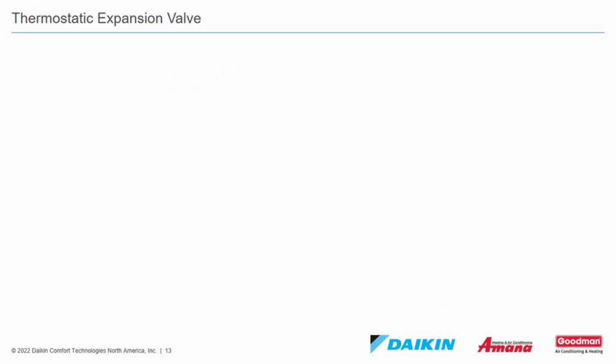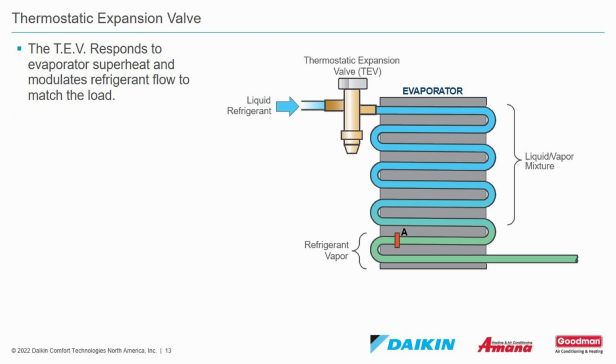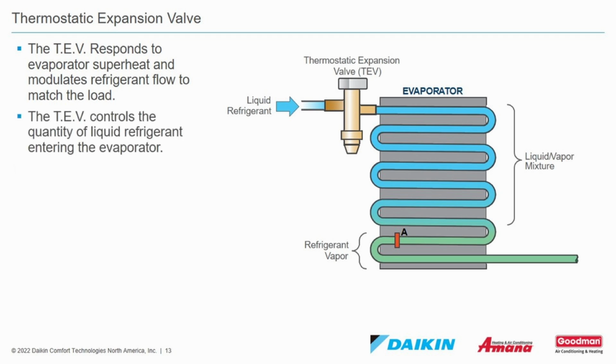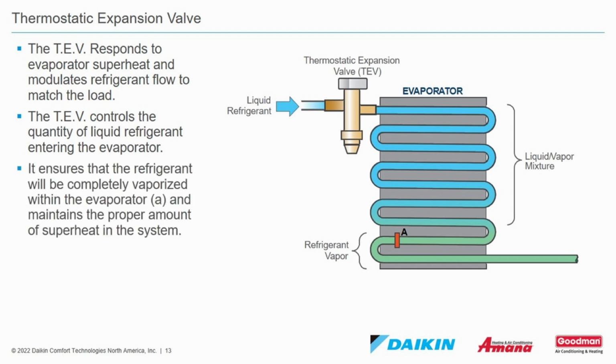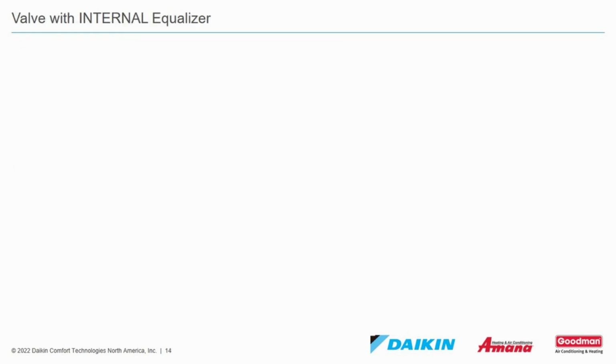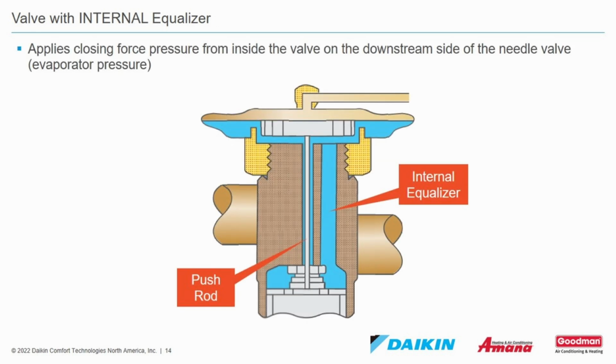Thermostatic expansion valve. The TEV responds to evaporator superheat and modulates the refrigerant flow to match the load. The TEV controls the quantity of liquid refrigerant entering the evaporator. It ensures that the refrigerant will be completely vaporized within the evaporator and maintains the proper amount of superheat in the system. A valve with the internal equalizer applies closing force pressure from inside the valve on the downstream side of the needle valve, which is evaporator pressure.